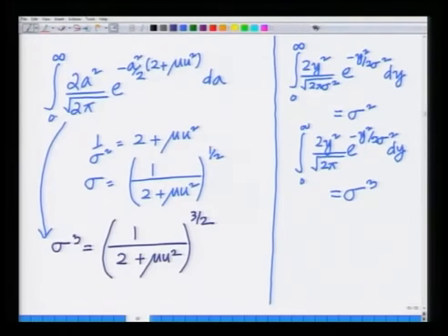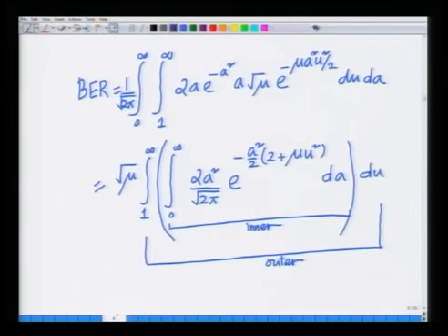So, we said this inner integral, which we have simplified using this relation here on the right, is simply sigma cube, but sigma is nothing but 1 over (2 plus mu u square) to the power of half. Hence, sigma cube is 1 over (2 plus mu u square) to the power of 3 by 2, and that is the value of this inner integral. Now, going back to our original integral, this inner integral has now been evaluated.